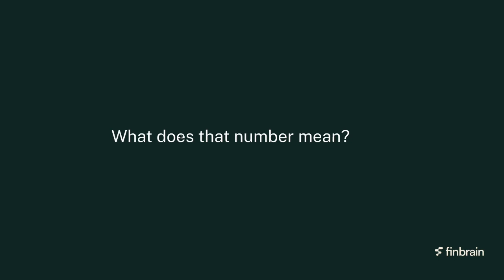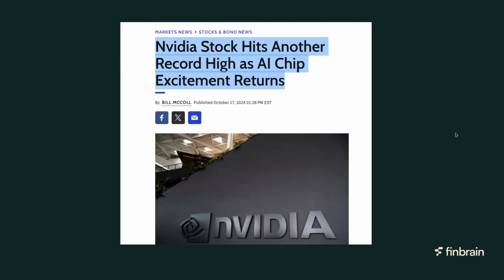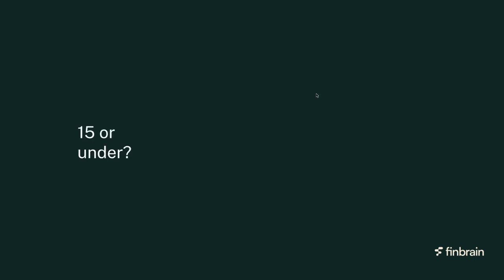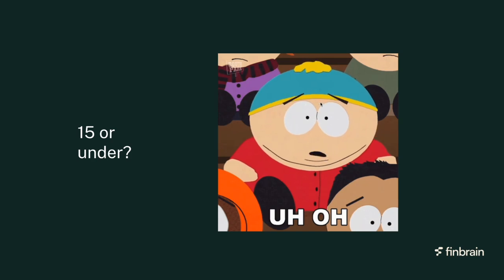But you might be asking, what does that number even mean? Well, if the PE ratio is high, let's say above 20, it means investors are willing to pay a lot for each dollar of earnings the company makes. Maybe they think the company has a lot of potential for growth, or they're just excited about it for some reason. But if the PE ratio is low, typically let's say below 15, it means investors aren't willing to pay much for each dollar of earnings. Perhaps they are worried about the company's future, or they think it's not doing so well at the moment.